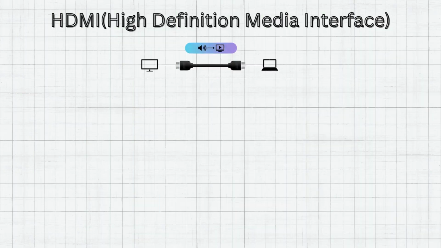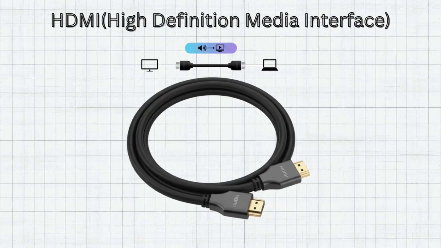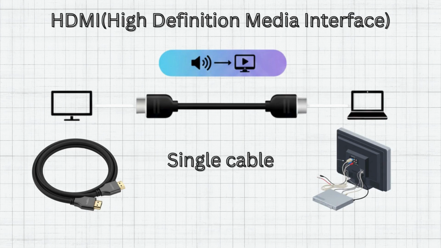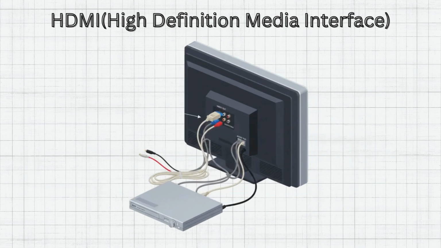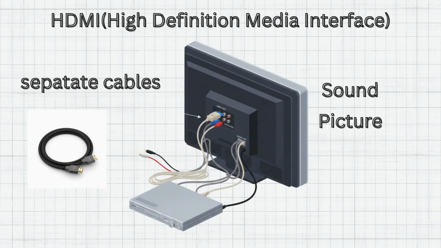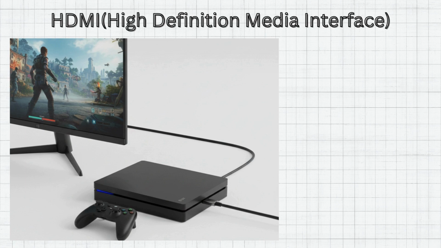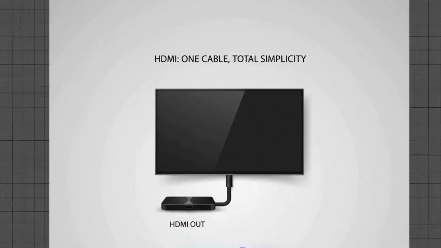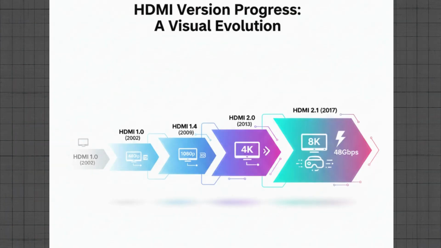HDMI is the most widely used display port in the world. It exists because people wanted a single cable that could carry both video and audio without complexity. Before HDMI, displays often required separate cables for sound and picture. HDMI simplified everything, which is why it became the default for TVs, consoles, projectors, and most consumer monitors. For computers, HDMI is reliable and universal. You plug it in, and it works.